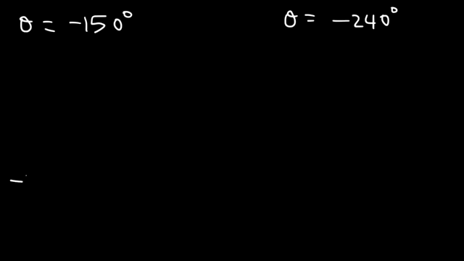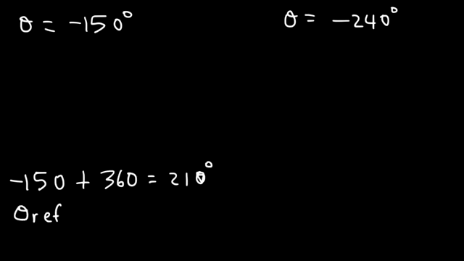Now, what if you have a negative angle? For example, let's say negative 150 or negative 240. How can you find the reference angle? Well, if you don't want to do it graphically, the first thing you should do is find the coterminal angle. Negative 150 plus 360 is equal to 210. Now, 210, you know it's in quadrant 3. It's between 180 and 270. So to find the reference angle for an angle in quadrant 3, it's that angle minus 180. So the reference angle is going to be 30.